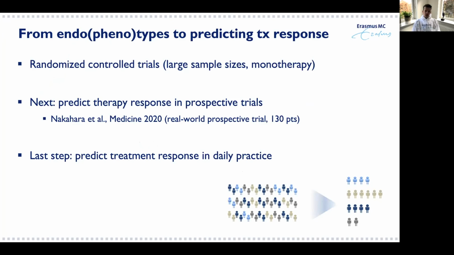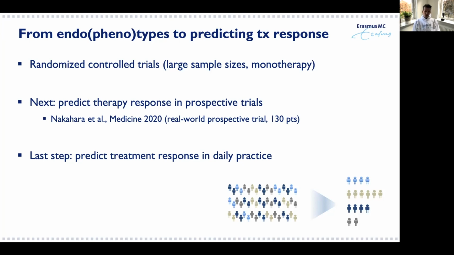So how can we get from endophenotypes to predicting treatment response? I think the easiest way, the best way probably would be to use samples from randomized controlled trials. These are large sample sizes. Patients are usually on monotherapy without concomitant medication, without medication for other indications, etc. So that would be, I think, the ideal world. But then we have to convince pharma that targeting the right patient with the right drug is really the future. And well, I think we're not prepared for that yet.